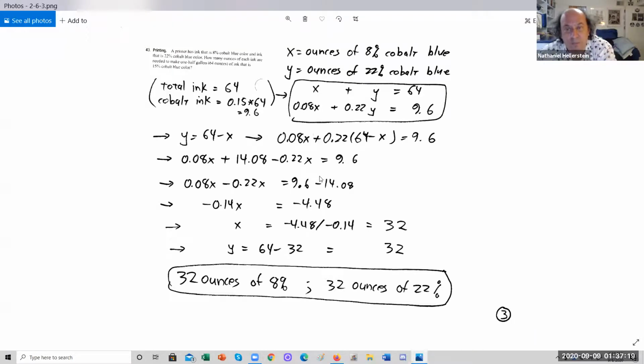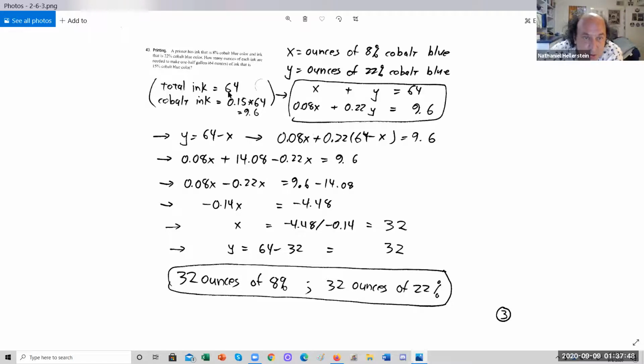Here we have what's called a mixture problem. A printer has 8% cobalt blue ink and 22% cobalt blue ink, and they want to know how many of each. So x is the ounces of 8% cobalt blue, and y is the number of ounces of 22% cobalt blue. They want to make half a gallon, 64 ounces, of ink that is 15% cobalt blue.